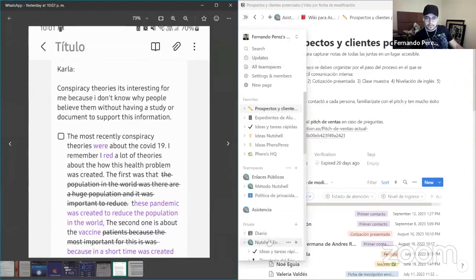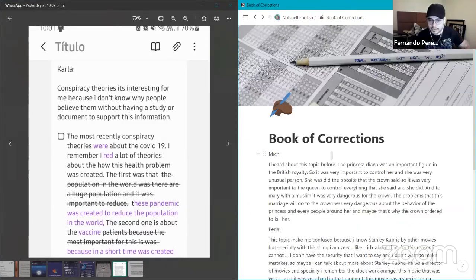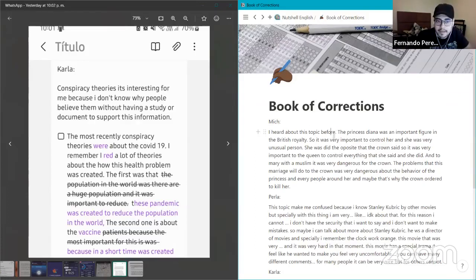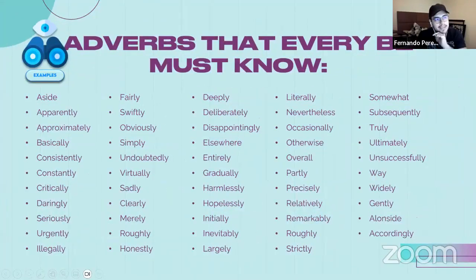Let's go through our book of corrections. It's interesting for me because I don't know why people believe them without having study document to support this information. Okay. Some words that really decorate a speech really well are adverbs. And I want to check how many adverbs we can actually apply into our speech.